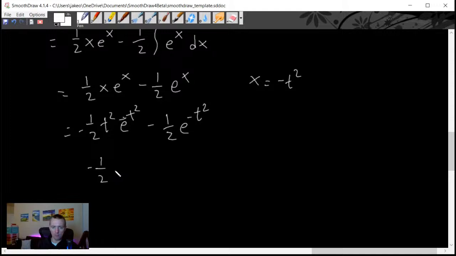So negative 1/2 e to the negative t squared times, if we take negative 1/2 e to the negative t squared out of here, we're just going to have a t squared there. If we take it out of here, including the negative sign that we pulled out, we're going to have plus 1. So this would be our final integral and our final answer.